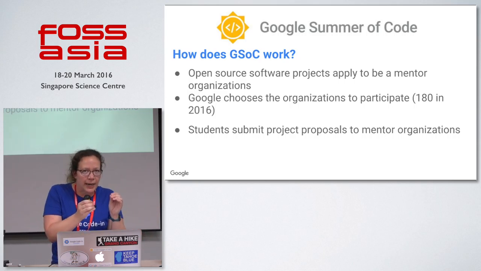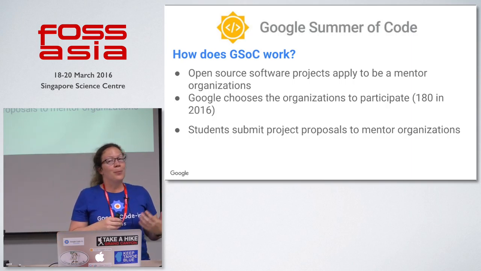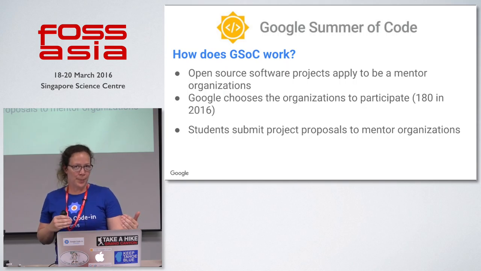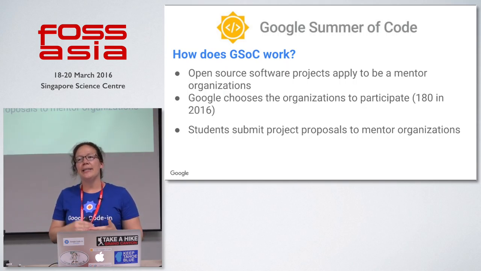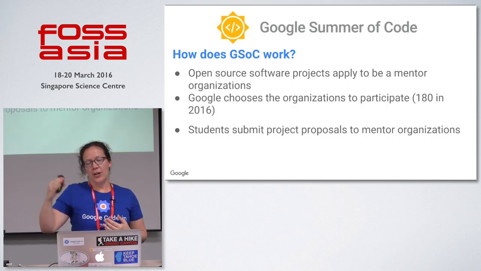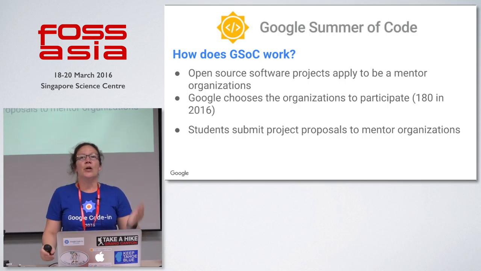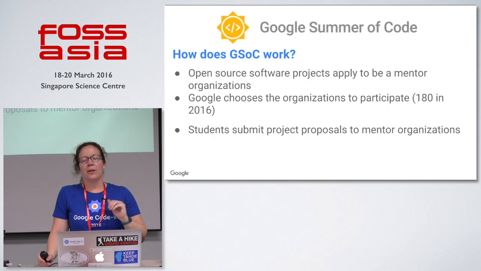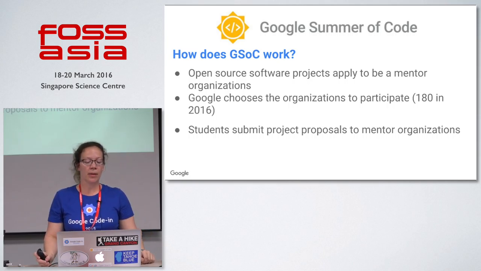It might take a little bit of digging to find the project or organization that interests you, but we've tried to make it easier. We have a brand new website that we just launched that we're really trying to make it easier for you to find the organizations that interest you. We have filters that you can use by categories. If you know Python or C++, you can search on those programming languages and narrow down that 180 significantly.